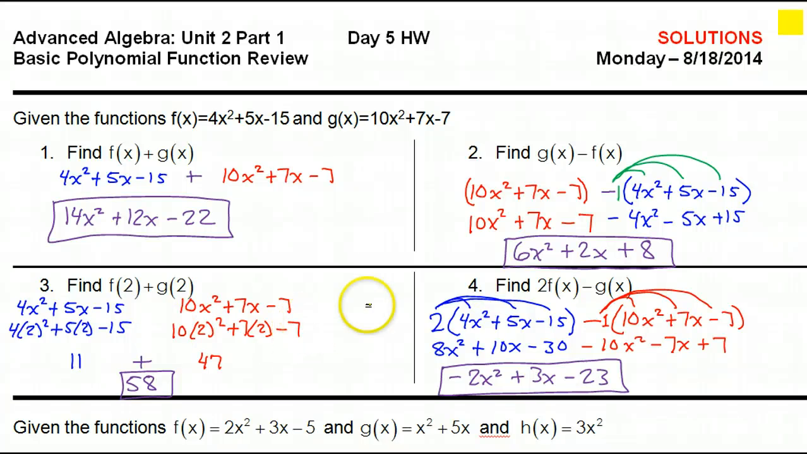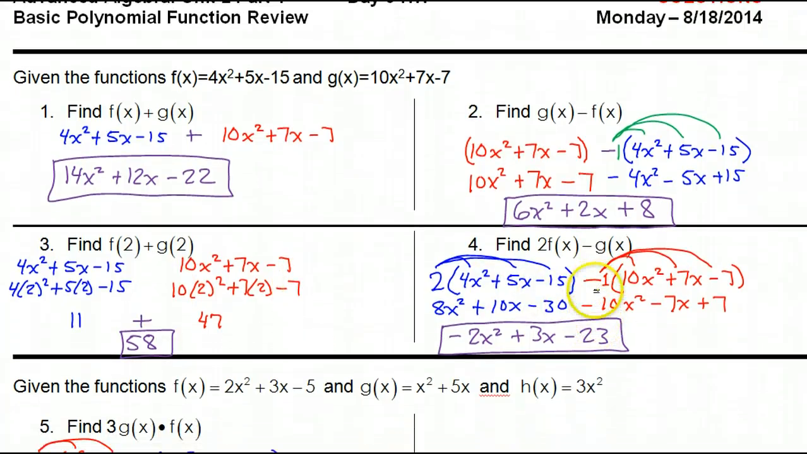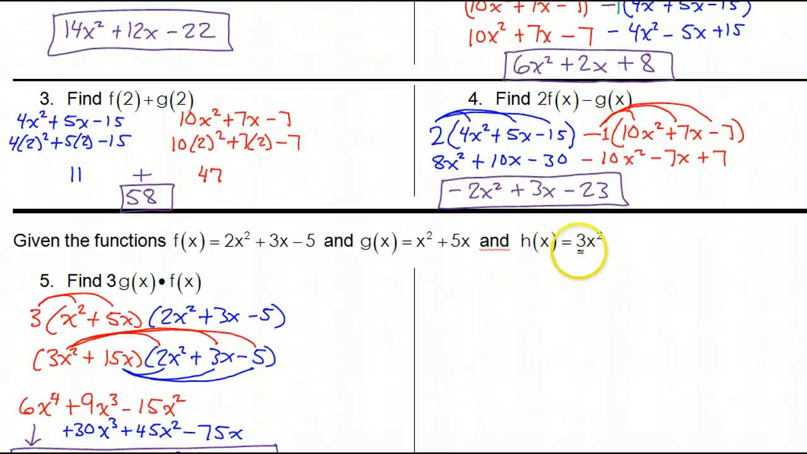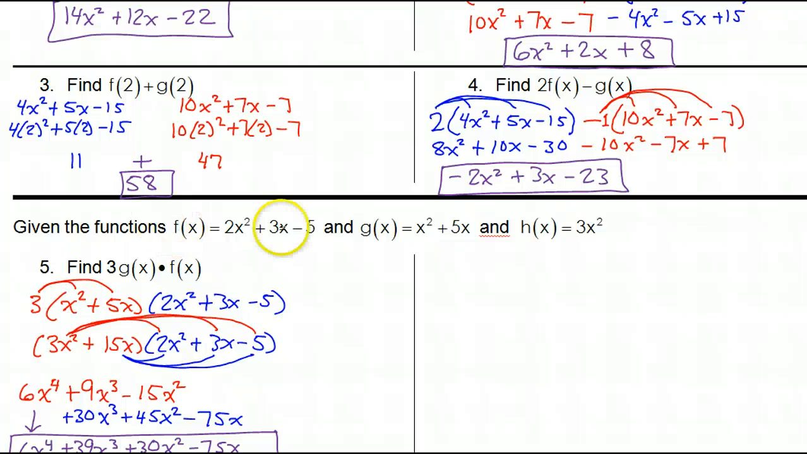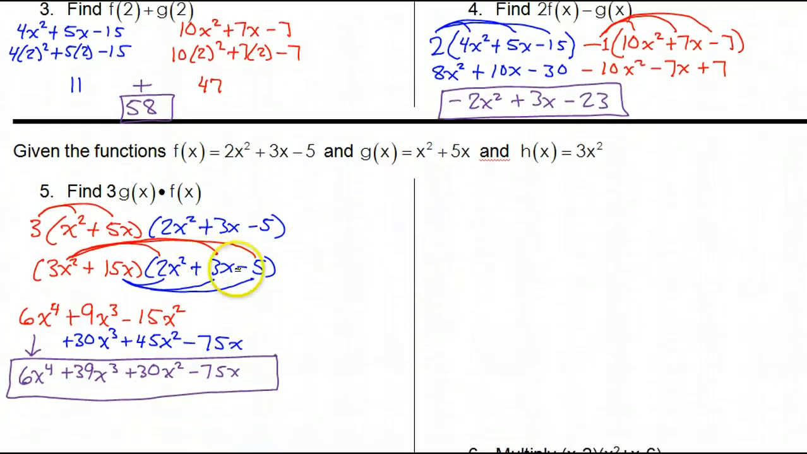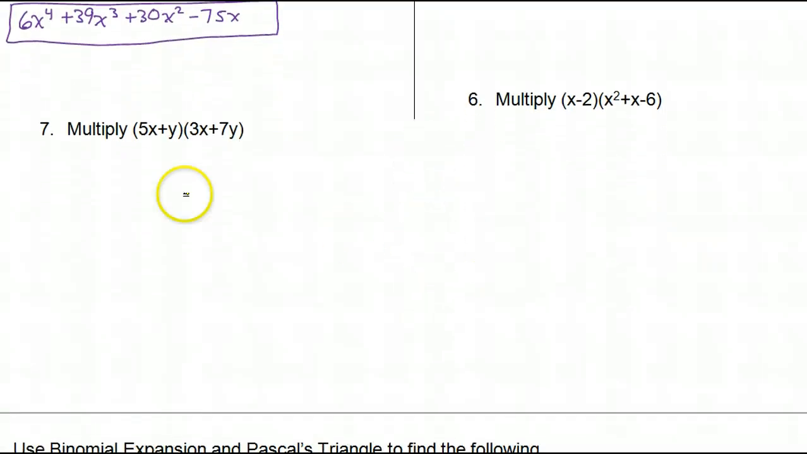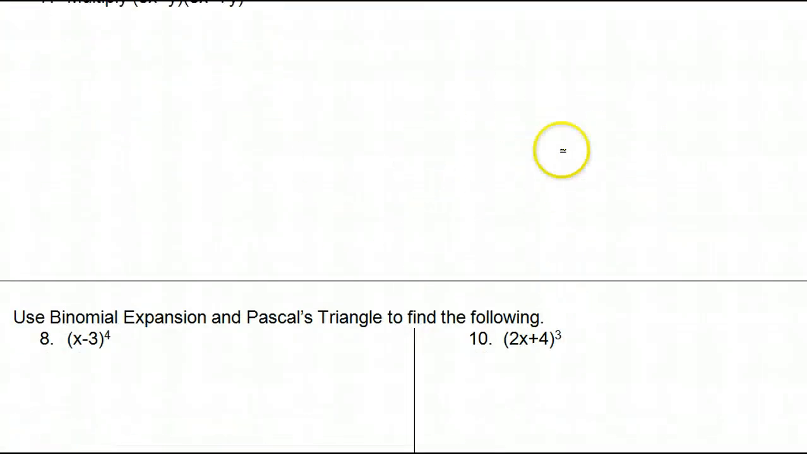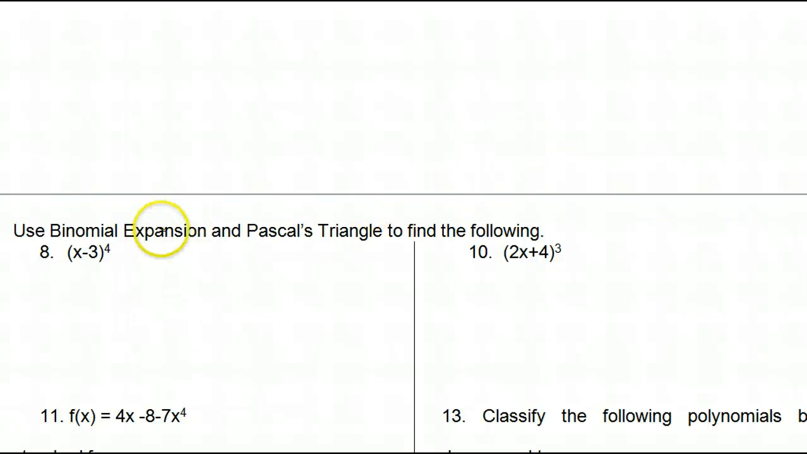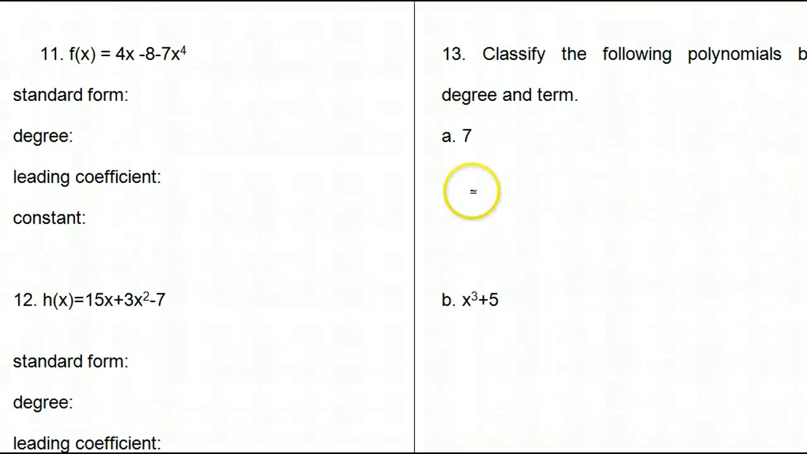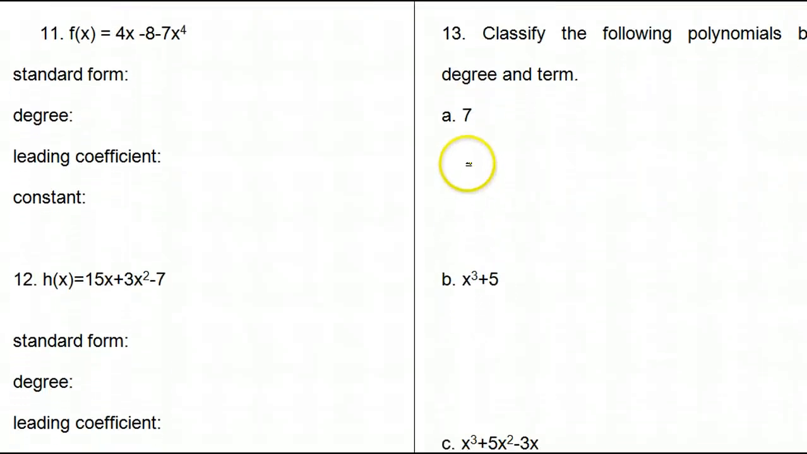Alright, here comes part 2 of the video. We've already done problems 1 through 5 where we added and subtracted and evaluated and even multiplied some functions. In part 2 we will continue multiplying functions and we will practice our binomial expansion using Pascal's triangle, and we'll go over some terminology about functions.